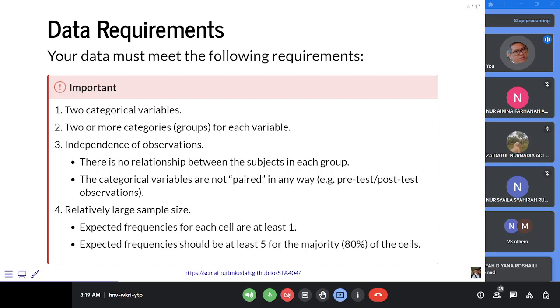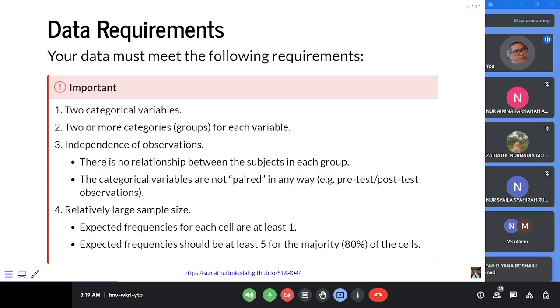And then the second one, expected frequency should be at least 5 for the majority, 80% of the cells. So this is the assumption. This is the only assumption that you must have in order to make sure that your data or your analysis is valid. Okay. So your expected frequency shouldn't be less than 5. If you have the expected frequency to be less than 5, the total amount shouldn't be more than 20%. Okay, the total amount shouldn't be more than 20%.